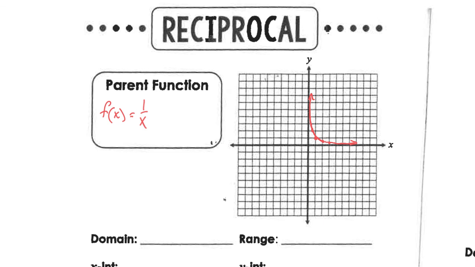And then I actually cannot put in 0. 1 divided by 0 is undefined. So it's not part of the function. I can't put it in. I can't plug in 0.